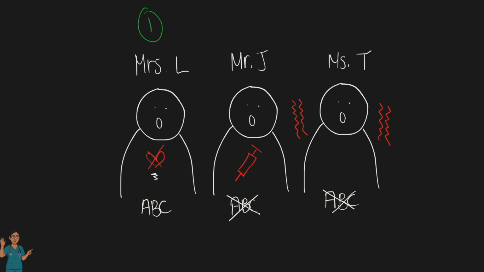Next, let's look at Maslow's pyramid. Mr. J is requiring his medication. Medication is a basic physiological need. Ms. T is concerned about her upcoming procedure and is anxious. This falls under the safety category of Maslow's pyramid. Based on Maslow's pyramid, we need to help Mr. J next, because basic physiological needs must be met first.